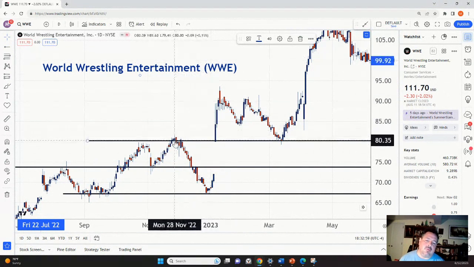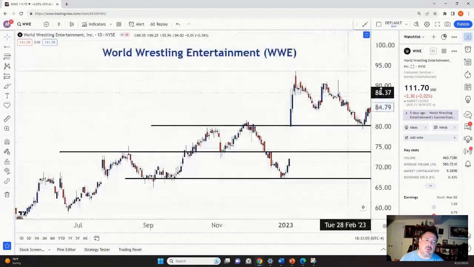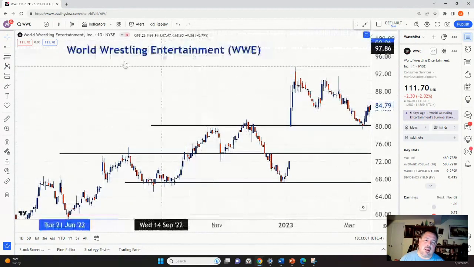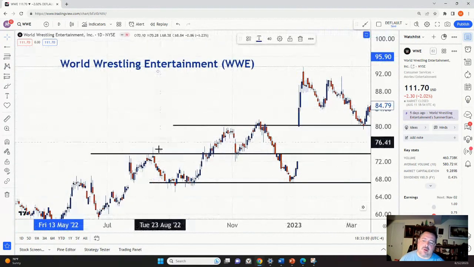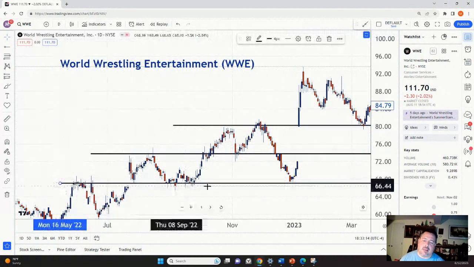Look at this. November of 22, resistance; March of 23, support. You don't need to be a market guru or a former hedge fund trader. And former hedge fund traders seem to be a dime a dozen these days. And we can see that here. Resistance here became support.